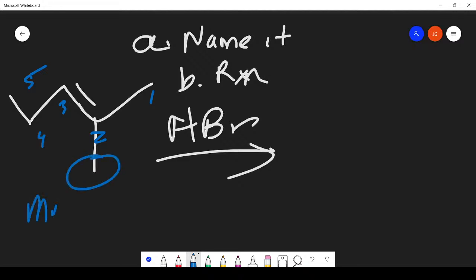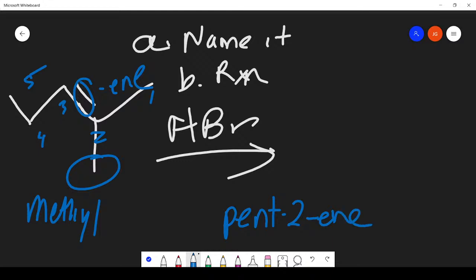So we have a methyl here. That's 1 carbon. And we have our alkene. So I like to put the suffix "-ene". There are 5 carbon atoms, so we know we're working with pent. We know that there's an "-ene" here, so we can put the suffix "-ene", and it's on the 2nd carbon, so we can do pent-2-ene, alternatively 2-pentene. This is the same thing, but I like to do pent-2-ene.